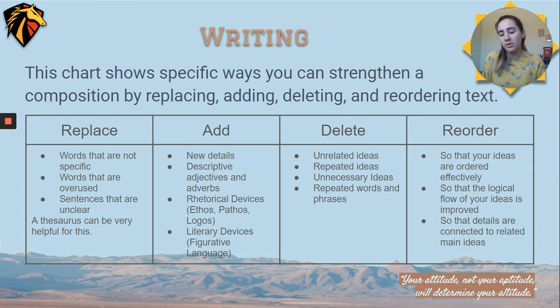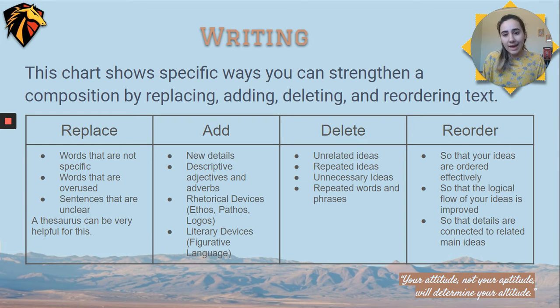Sentences that are unclear. So if you're having someone read your essay, this is where having an extra set of eyes really helps. An audience member might not understand what point you were trying to make based on the way you wrote your sentence. So you should replace sentences that are not conveying your point. If a family member has read your essay and says, I don't understand this sentence, replace it with a clearer sentence. A thesaurus is really the key part of any replace section.